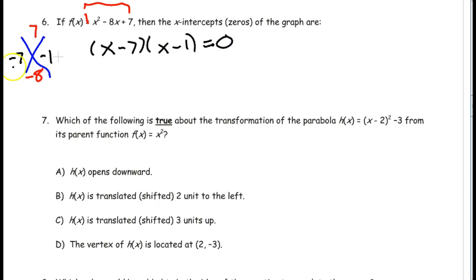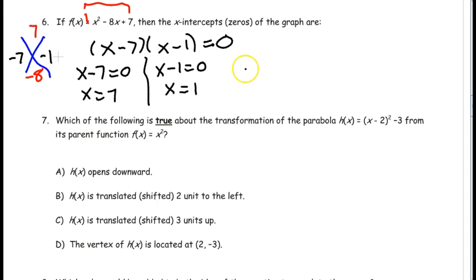And if this came out to be prime, meaning you couldn't find the two numbers, then you'd have to go to either completing the square or probably quadratic formula. But try factoring first, because when it does work, it's the fastest. But it doesn't always work. So we get one x-intercept of 7 and the other x-intercept of +1. 1 and 7. There we go.